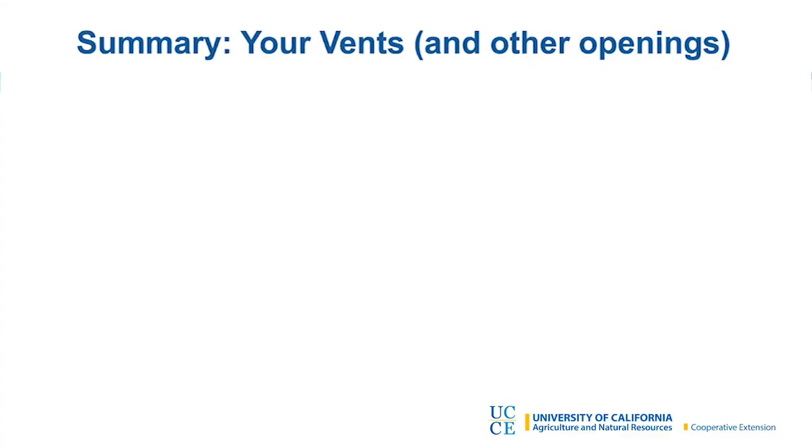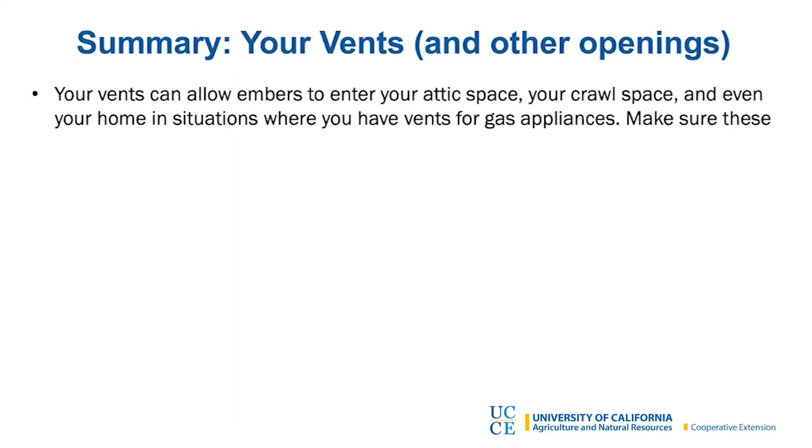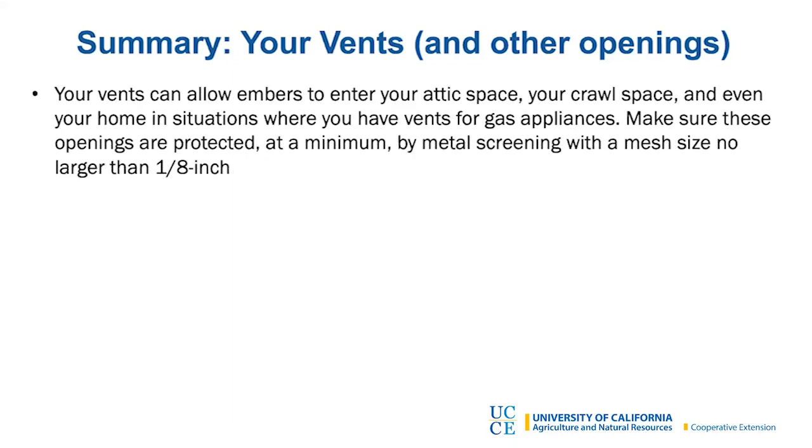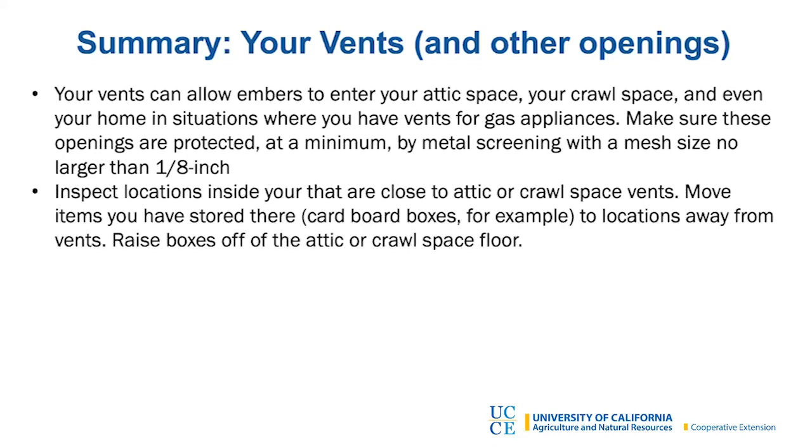So in summary, just remember that embers can pass through vents into your attic space, your crawl space, or other locations where you have vented openings on your exterior wall. You want to make sure that these openings are protected by, at a minimum, 1/8 of an inch screening. That reduces the number of embers that can enter, and it reduces the energy of those embers that can enter. So you want to inspect those locations regularly to make sure that your venting is in good condition.